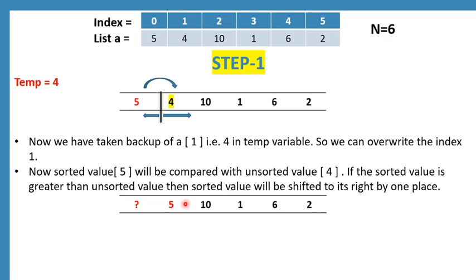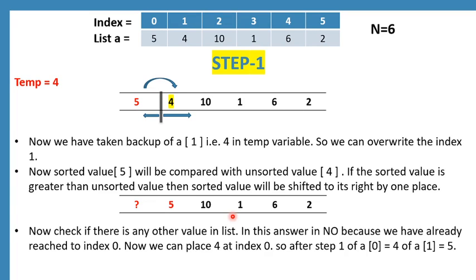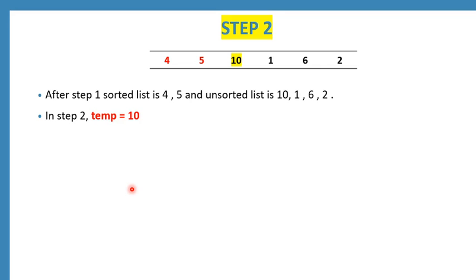Okay, here 5 will be right shifted and index 0 will be blank now. Because we have reached index 0, it is quite obvious that we have no element left for comparison. What we will do is store the value of temp in index 0. After doing this, our list will look like that. Okay, now coming to step 2.